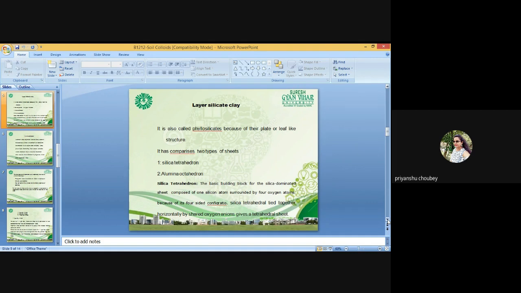Thus, there will be a pH when total positive charge is equal to total negative charge, resulting in zero net charge. Zero net charge is also called ZPC. So repeat again, this is very important: zero net charge is the pH where total positive charge is equal to total negative charge. So this is the zero point of charge, or ZPC.